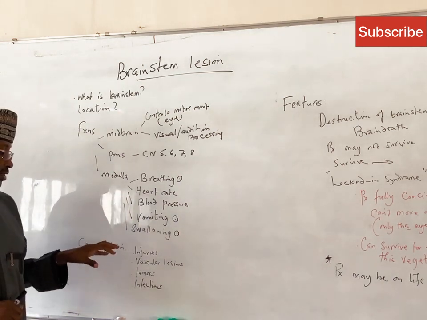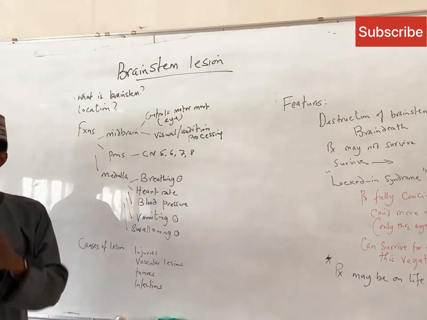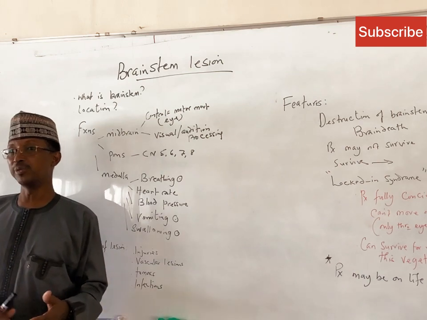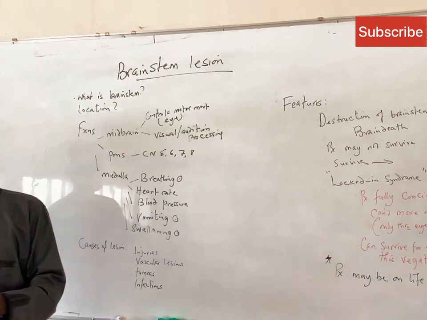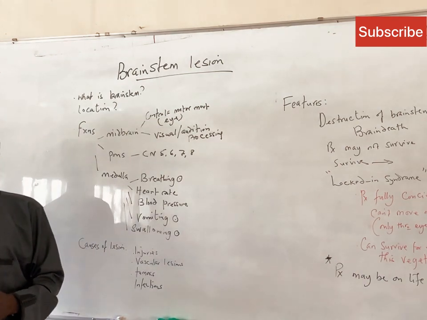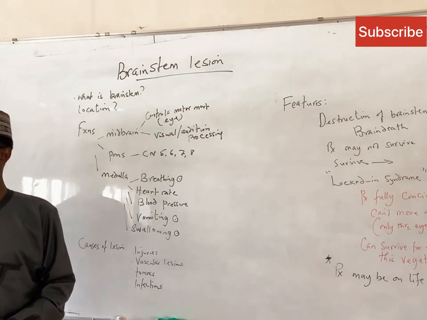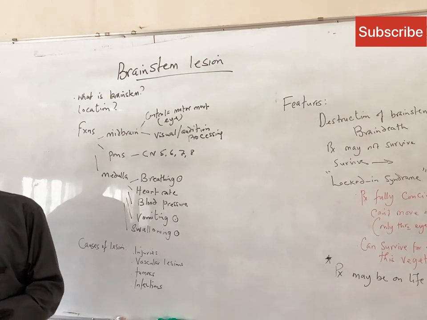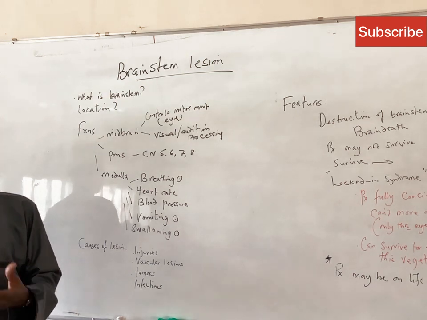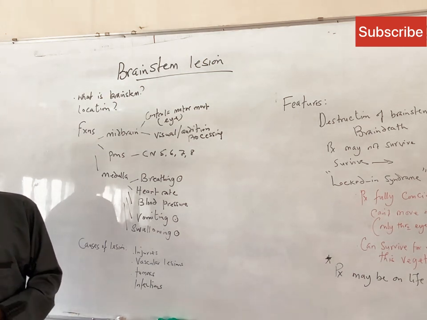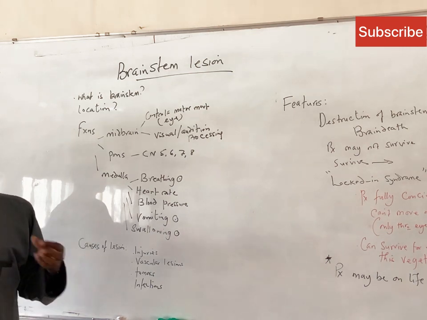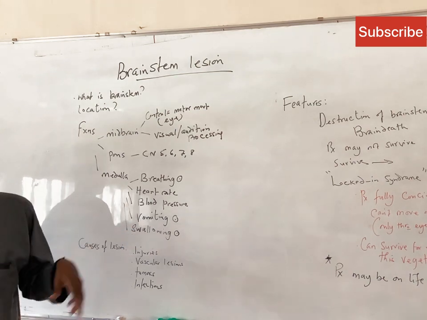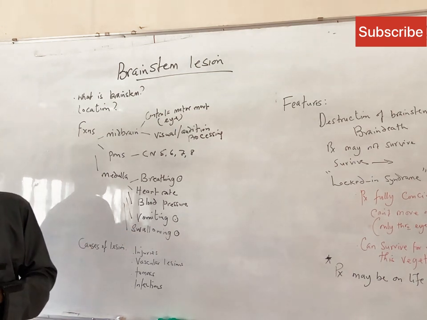So the brainstem can be damaged. The whole of it can be damaged at the same time. That means the midbrain, the pons, and the medulla can all get damaged as a result of an accident, maybe a road traffic accident, motorcycle accident, bike, or tricycle accident, here in Nigeria. All this can cause someone to have a brainstem injury, and that can affect the entire brainstem.